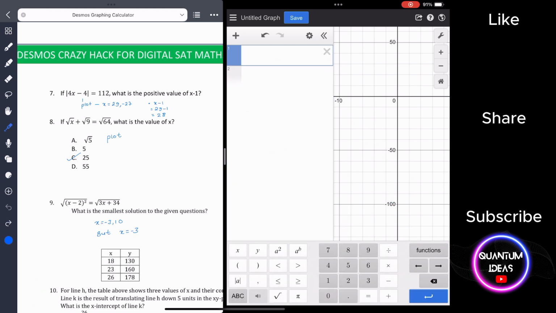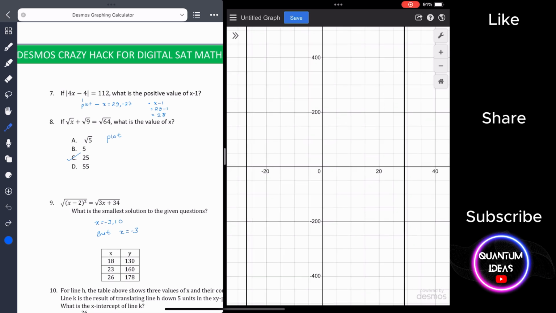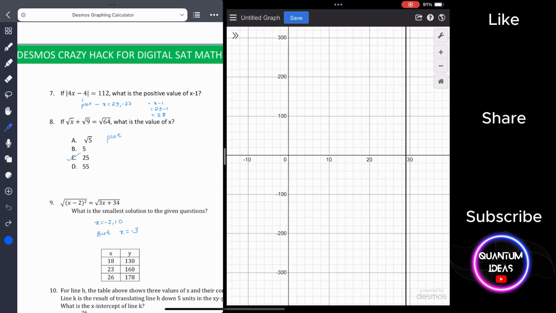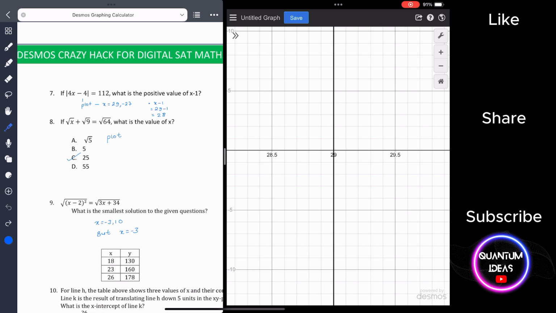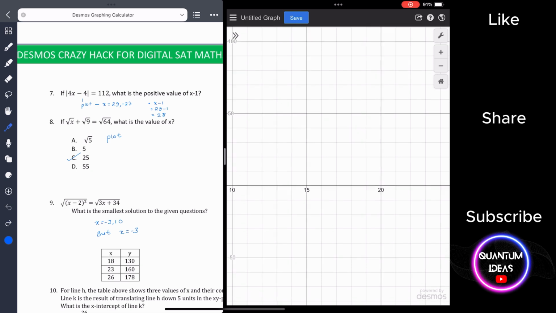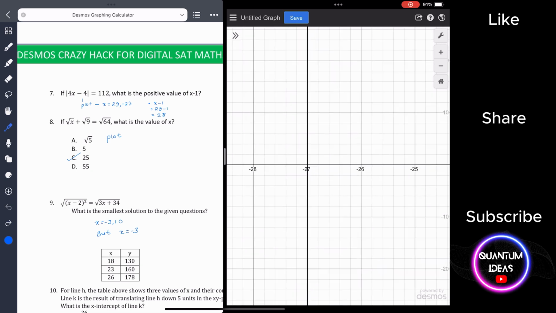Okay, let's tap here, and we have to find the positive value of x minus 1, right? So here we have an absolute value equation, we have to solve it. Just tap on the left bottom, press the modulus sign, and then type 4x minus 4 equals to 112. I think it could have two solutions, because this is an absolute value. You can see two black lines, right? One solution is 29, I've written it on the left side also. Another value on the left side is minus 27.